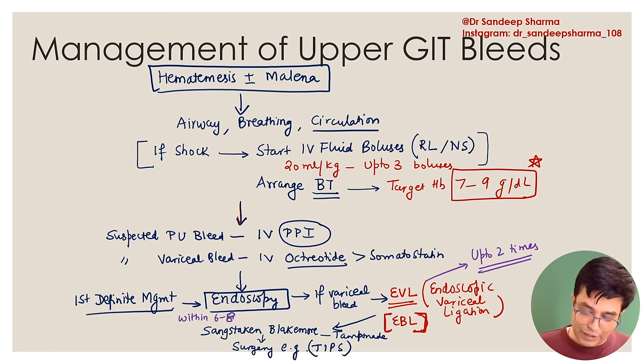Within 6 to 8 hours, ideally, it must be done within 24 hours. And if that fails, we go for tamponade using Sengstaken-Blakemore tube. If that also fails, surgical procedures and embolization of the bleeding vessels need to be done, right? This is the management of upper GI bleed. Very simple, very important, answers most of the MCQs which have been asked in the exam.